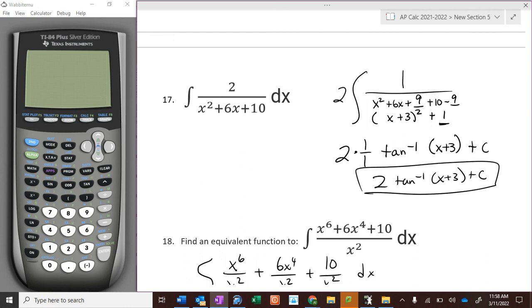Okay. That's a completing the square type thing. You get, yeah. All right.